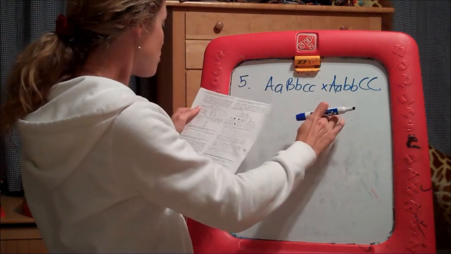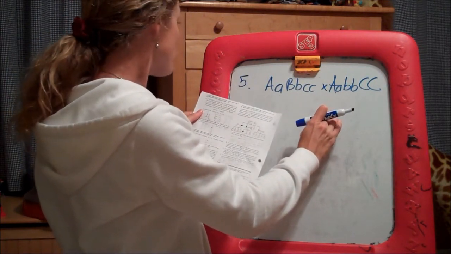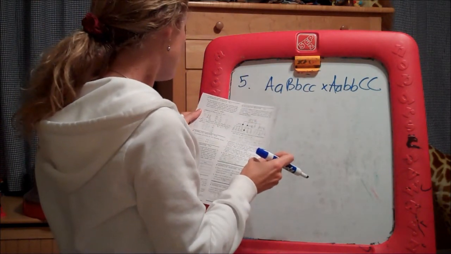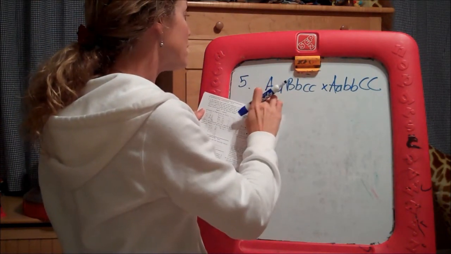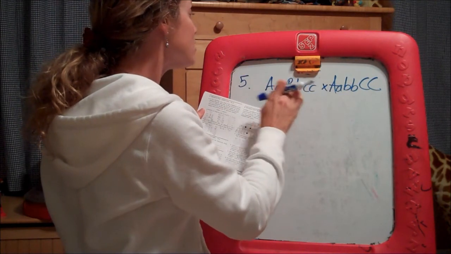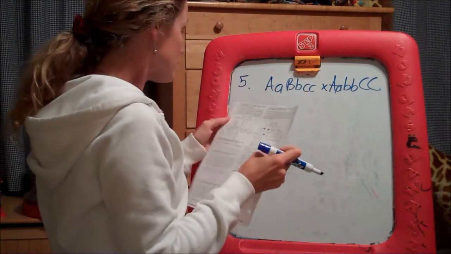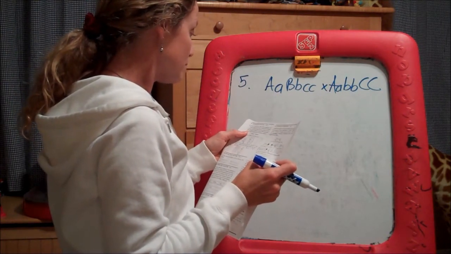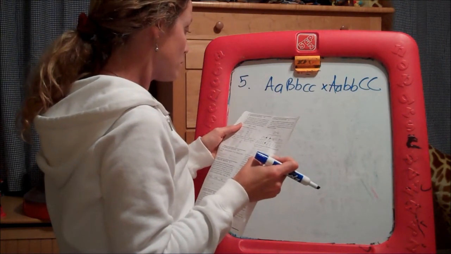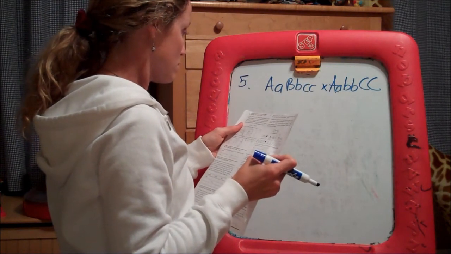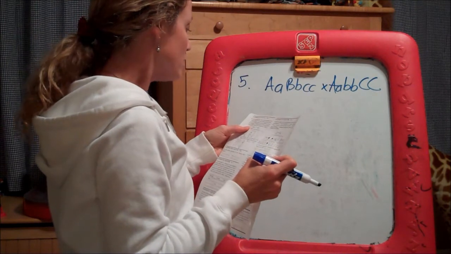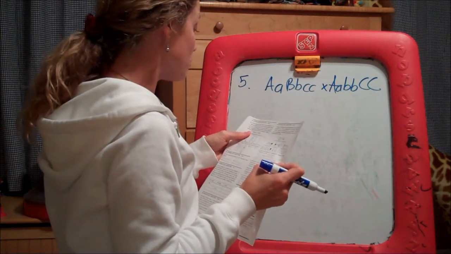Alright, so if these are the parents, what's the chance that at least two, so it could be A and B, it could be A and C, or it could be B and C, so at least 2 of the traits are going to be dominant. Okay? Actually, that's part B of the question. So part A of the question is what's the chance of all 3 of them being dominant.